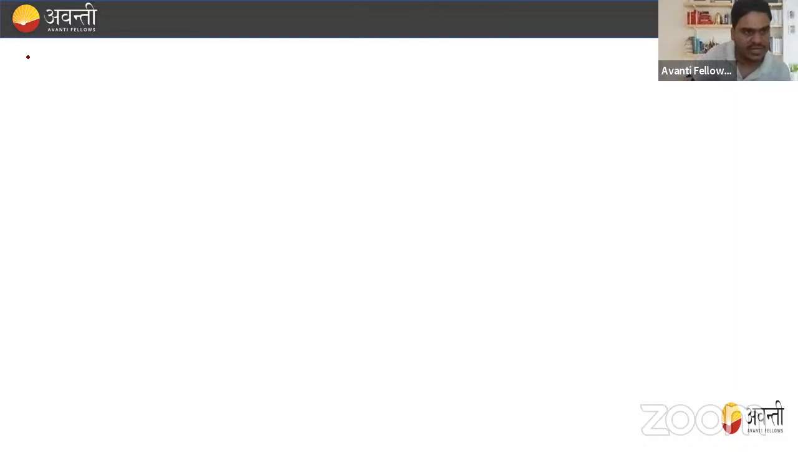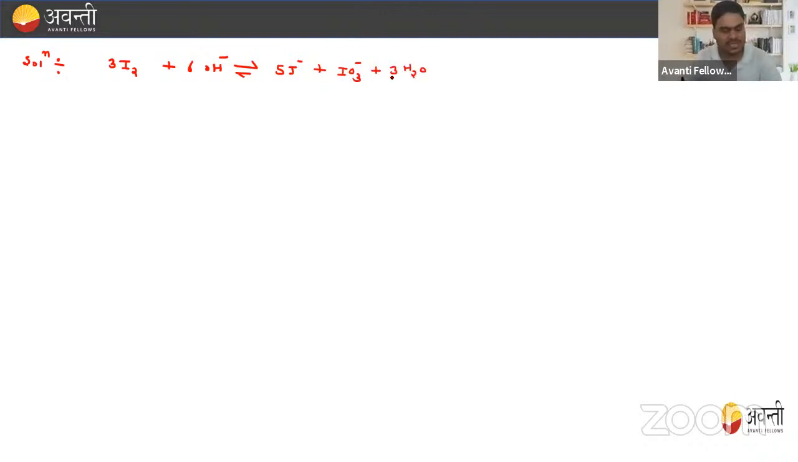So the equation is basically 3I2 plus 6 OH negative, and this will give us 5I negative, IO3 negative, plus 3H2O. Okay. Now, this is the balanced chemical equation we have.